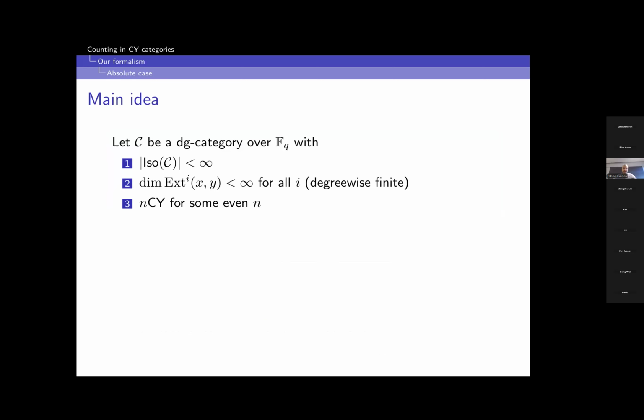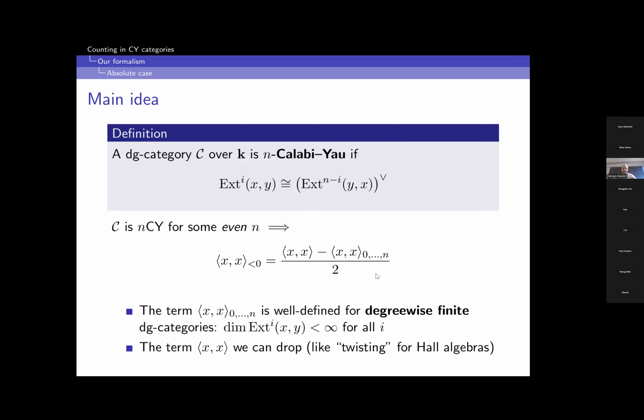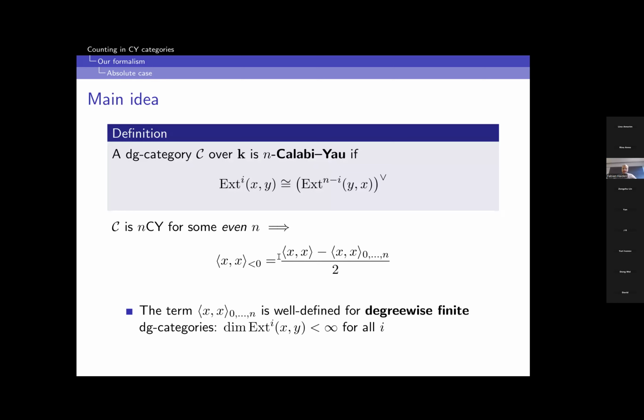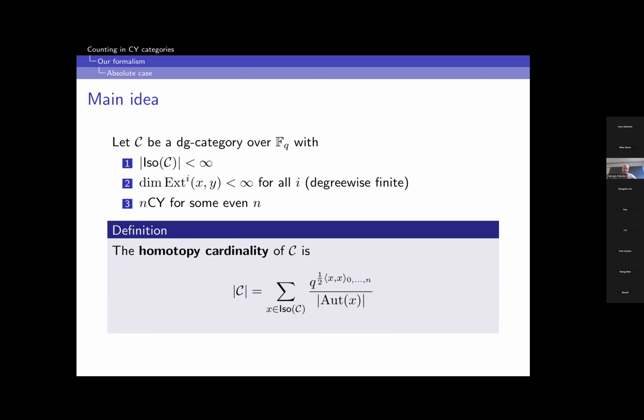So if we have a DG category, we now assume only that it's degree-wise finite, instead of finitely many isomorphism classes of objects. So in particular, it could be a periodically graded category. And we assume it's Calabi-Yau of some even dimension. And then we just define its homotopy cardinality, basically using that formula as a replacement. In the previous formula there was this term, and we just replaced that term by this one, omitting the Euler pairing, and we get this formula here.